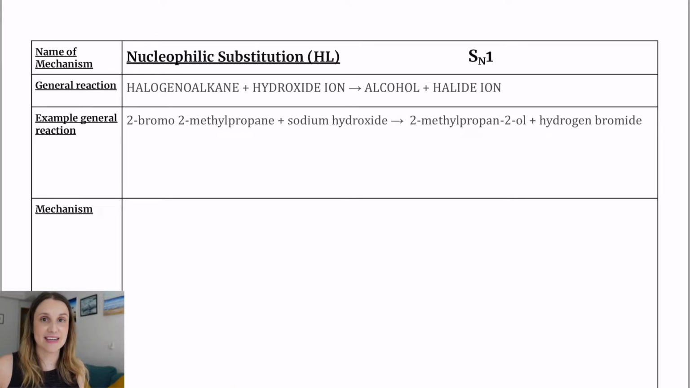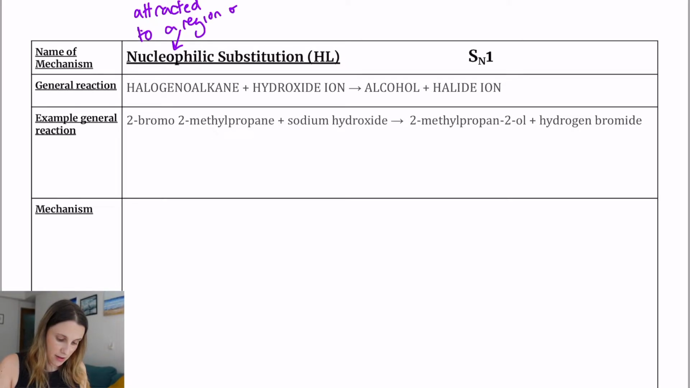Let's move into the HL content and talk about nucleophilic substitution. Now, these are the mechanisms that you probably need to know the most about in HL, so it's worth spending some time here. The word nucleophilic, if you break it down, just means nucleus loving. So if we describe something as a nucleophile, it means it is attracted to a region of positive charge because it itself is probably negatively charged, or at least has a lone pair of electrons. So attracted to a region of positive charge.